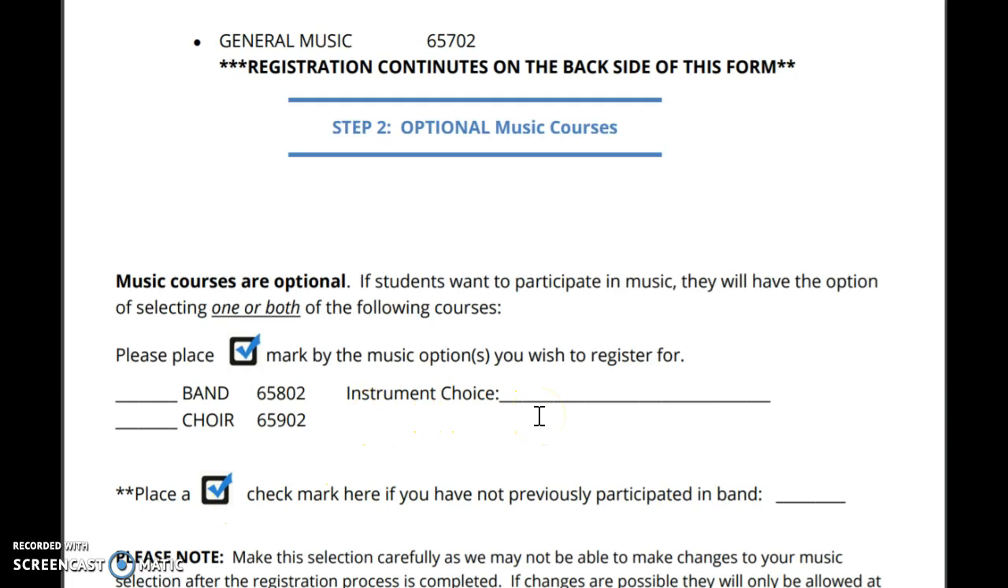This information will be given to our band instructor so she is aware of how many incoming first-time band students she will have. Please note, make this selection carefully, as we may not be able to make changes to your music selection after the registration process is completed. If changes are possible, they will only be allowed at semester time.